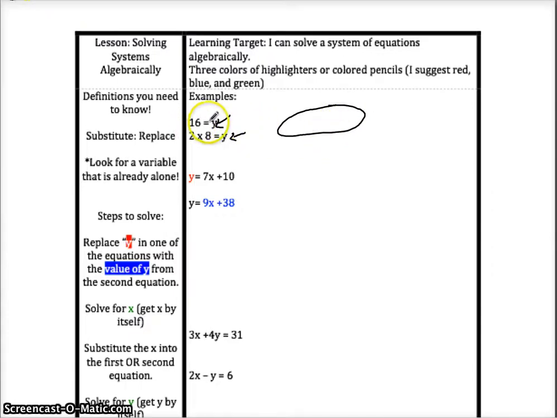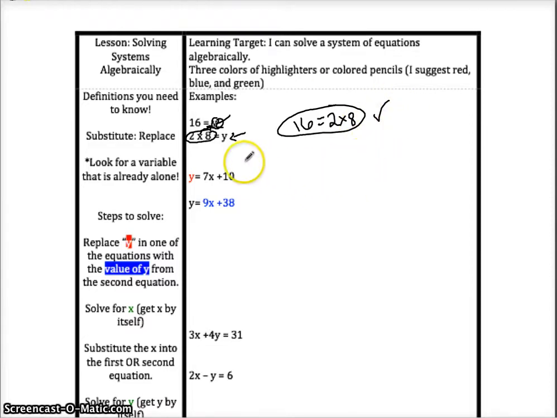Well, I can say that 16 equals y and 2 times 8 equals y. So if 16 equals y and 2 times 8 equals y, through the process of substitution, I can say that 16 equals 2 times 8. Do you agree? Because I took this piece, because this tells me that y equals this, and there's a y right here, so I took this and I plugged it into this y, and I've got 16 equals 2 times 8. Is that true? Yes, it's true. So I'm all set with that.